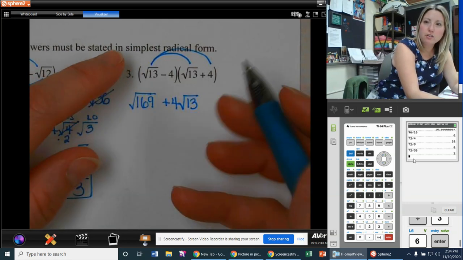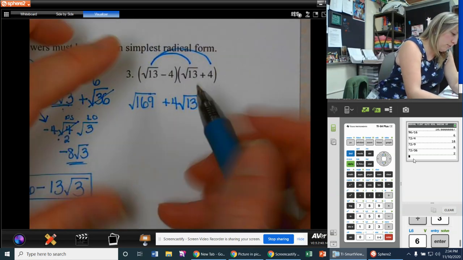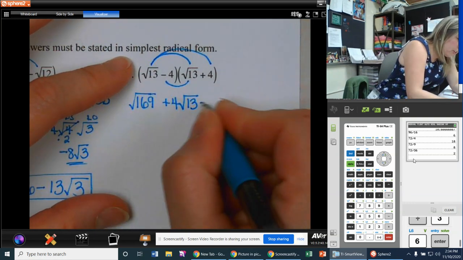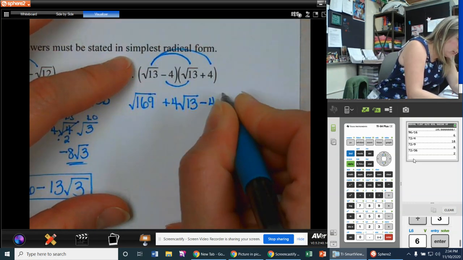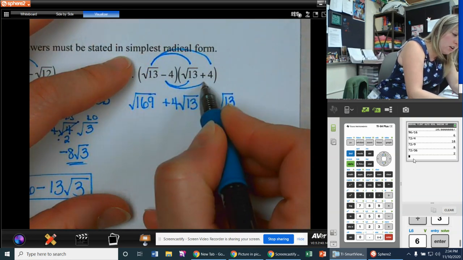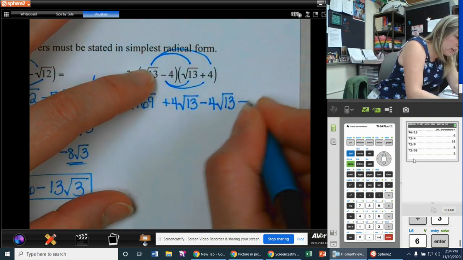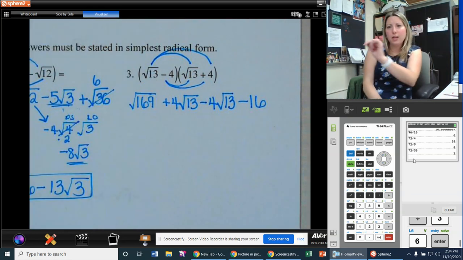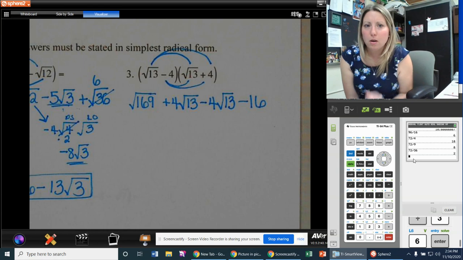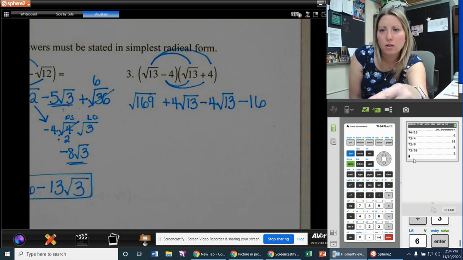Man, how come I couldn't hear that, but I can hear all your answers? Negative 4 times radical 13. Negative 4 radical 13. Wait a minute. Let me finish. Negative 4 times positive 4 is a negative 16. What's happening in the middle? Those are like terms, but 4 minus 4 is 0.